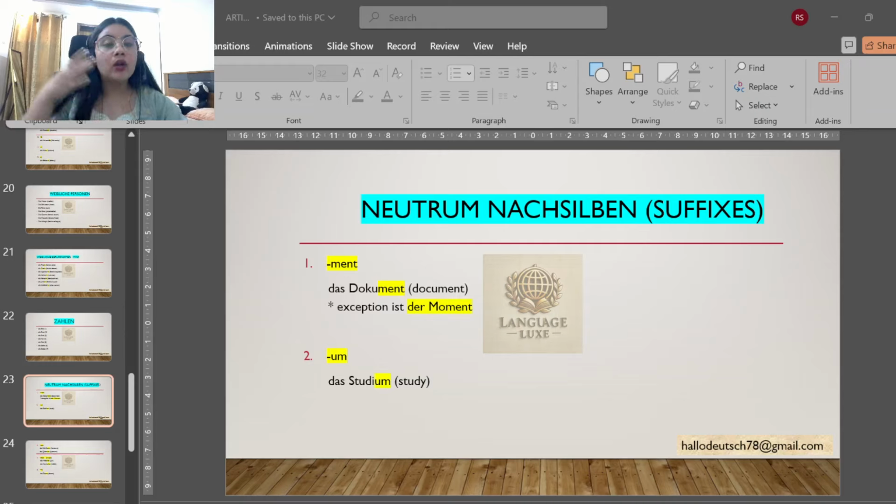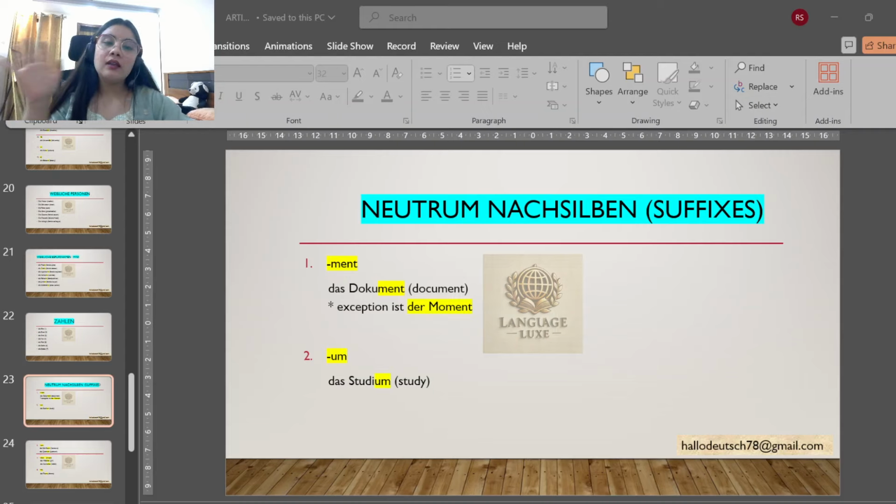Now, let's come to our Neutrum Nachsilben. Neutrum Nachsilben means neutral suffixes. If you have the ending -ment, M-E-N-T, so that will be your Neutrum in nature mostly. For example, das Dokument, that is document. But there is one exception, only one exception, which is der Moment. Moment may have -ment in the ending, but still that would be your masculine, and it is an exception, so you need to learn it like this only, der Moment as an exception.